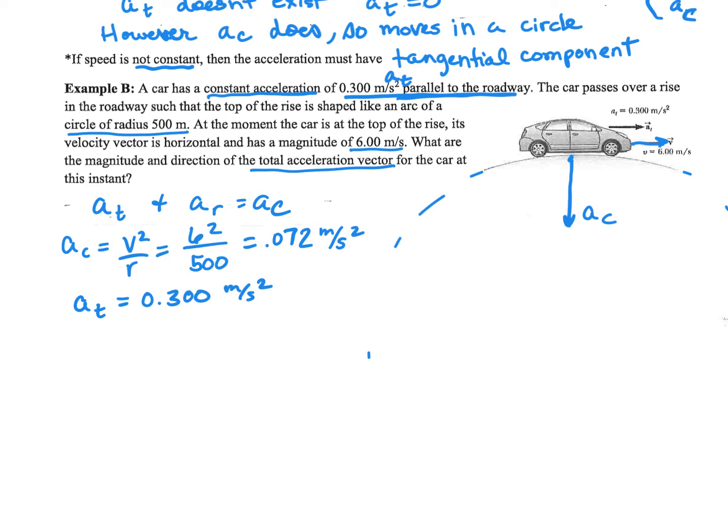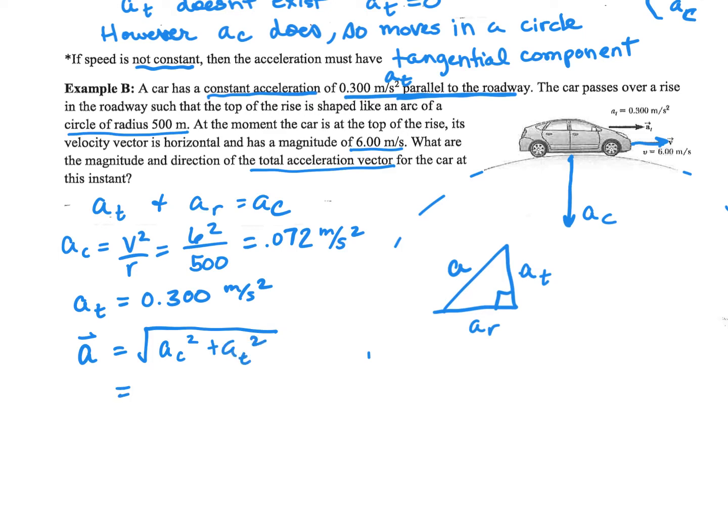So if I want to find the entire total acceleration, there's that relationship right here, which this is a, and this is a tangential, and this is a radial. So it's Pythagorean. So we're going to have a centripetal squared plus a tangential squared. So we just plug in 0.3 squared plus 0.072 squared. Take the square root, we get 0.31 meters per second squared is our total acceleration. Okay?